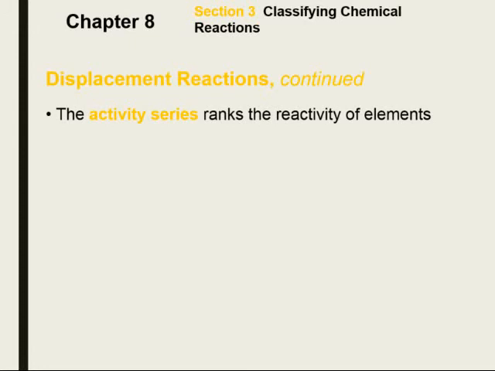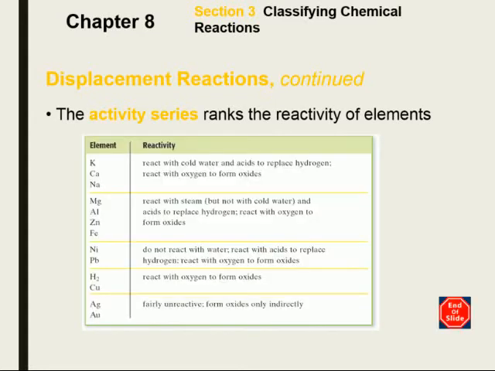Now the activity series, which is something that we're going to talk about more next section, is simply a list that ranks the reactivity of different elements, and it looks somewhat like this. It might come in different forms, but it's going to have the same general idea. You're going to have a list of elements, and there's going to be a statement of what each reacts with. In general, as you go down the list, elements are going to become less and less active. For example, under reactivity in the first row: reacts with cold water and acids to replace hydrogen, reacts with oxygen to form oxides.